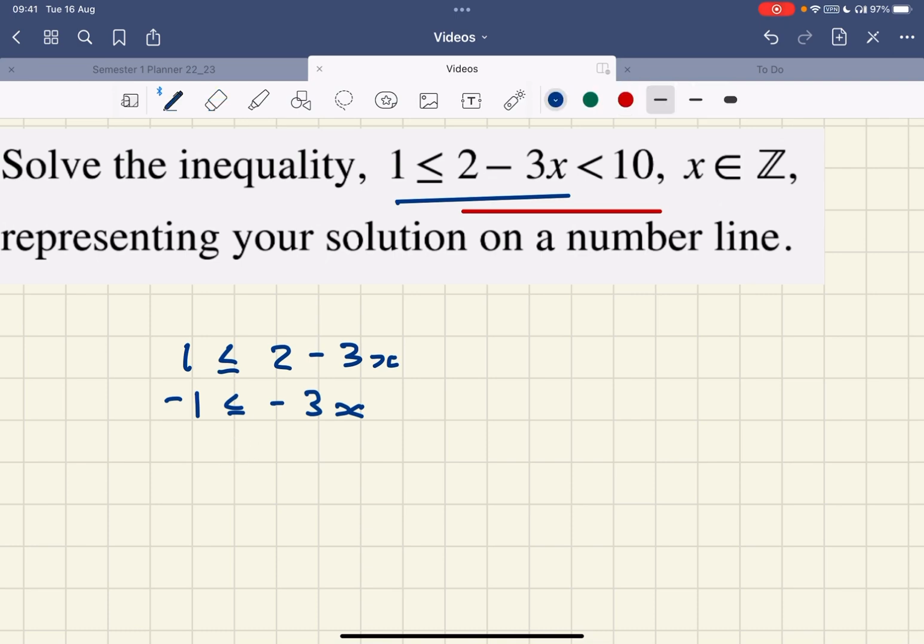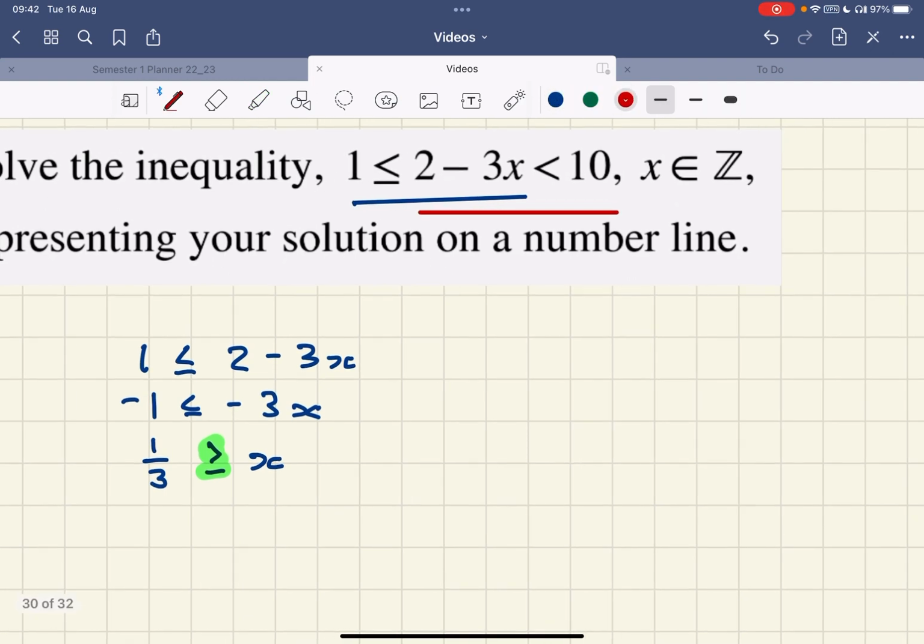Because when I divide both sides by negative 3, I obviously have negative 1 divided by 3. But when I divide by a negative number, it flips this sign over like this. So that's the bit to be aware of. Look at that sign, how it's flipped over here in the final line, and that's because of the negative. Now we're going to leave it there. We're going to solve the other inequality.